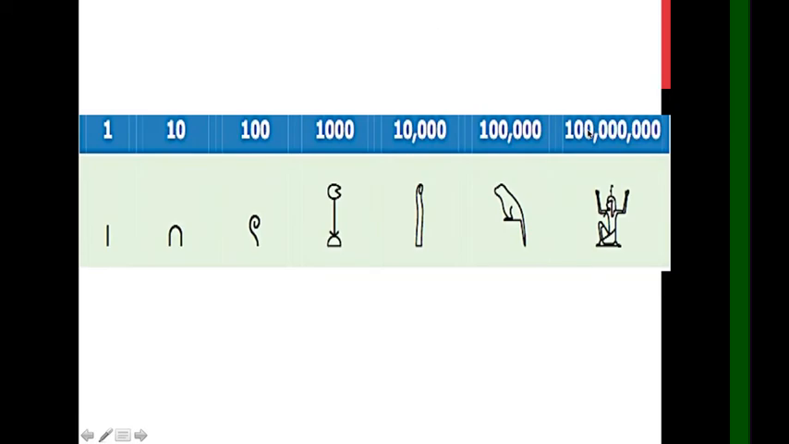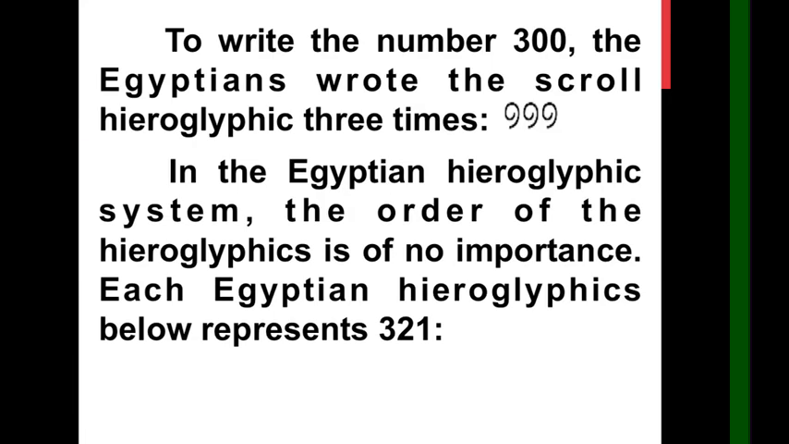Okay. So, paano ba isusulat ngayon yan kung isusulat natin sila? To write the number 300, for instance, the Egyptians wrote the scroll hieroglyphic 3 times. So, yung scroll kanina, o yung parang sinasabing coil, 3 beses lang siyang isusulat kasi di ba ang value niyan is 100. So, magiging tatlo. So, that is 3 times 100 is 300. In the Egyptian hieroglyphic system, the order of the hieroglyphics is of no importance. So, kahit paano nila isulat yung order, kahit patayo, pa horizontal, each Egyptian hieroglyphic below represents 321.